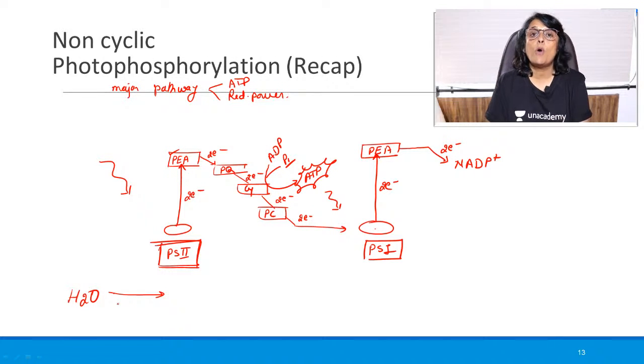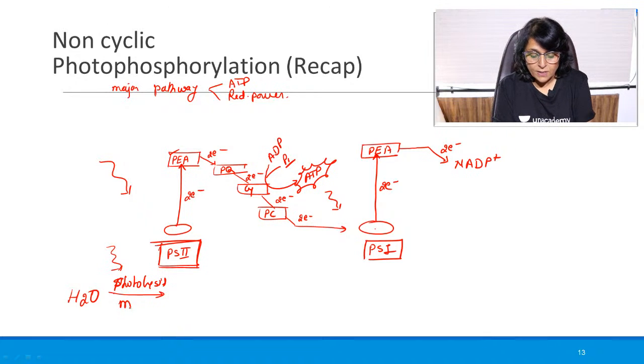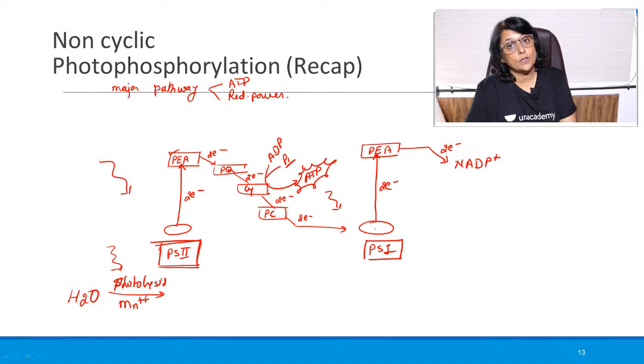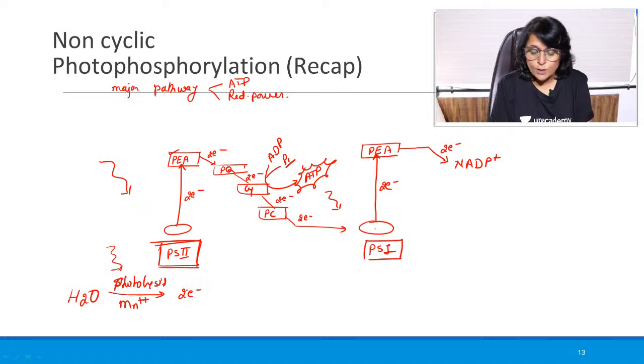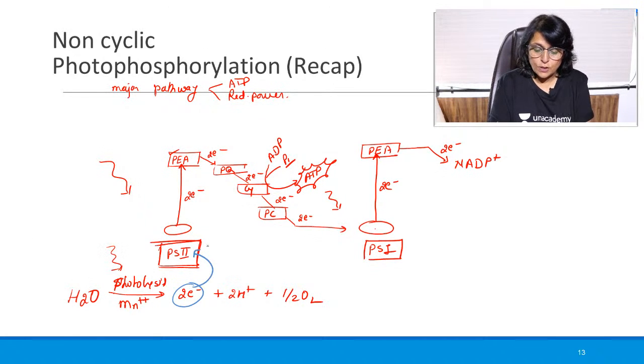And for that, water undergoes splitting in presence of sunlight. This process is known as photolysis. And for this, what is required is Mn. Mn is required for this photolysis. When water splits, a pair of electrons, a pair of protons, and half O2 are released. So now this pair of electrons is given to this photosystem 2. So the loss has been made up.